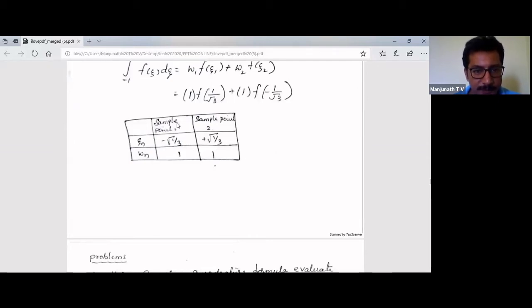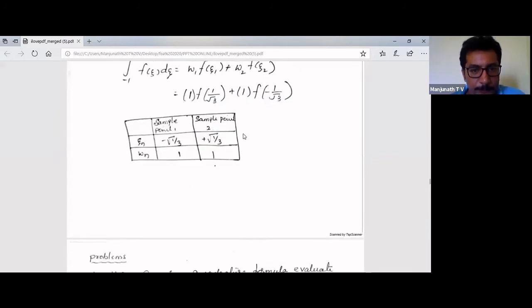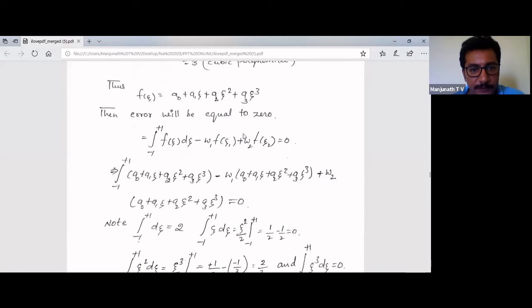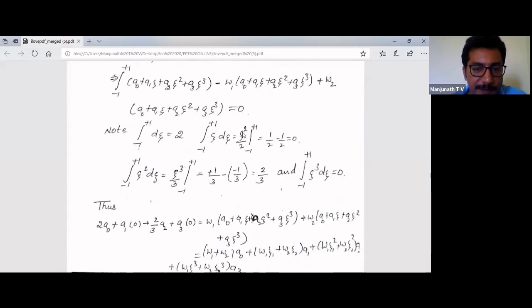For sample point 1, what is the value of zeta, and similarly for sample point 2, what is the value of zeta. Similarly, the weights W1 and W2 you can keep for sample point 1 and sample point 2. This overall gives the Gauss quadrature formula for the 2-point method. So this is how we obtain the Gauss quadrature formula for the 2-point method, or for the 2 sampling points.